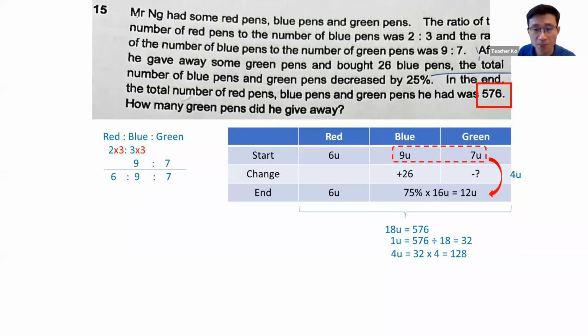So what does that mean? The number of green pens he gave away: not only did he give away the exact same number, 26, he gave an additional 128 away. So the total number he gave away was this 26, which is the same number as the blue, plus the additional 128. So there's a total decrease of 128 pens, and that will give us 154 pens given away.